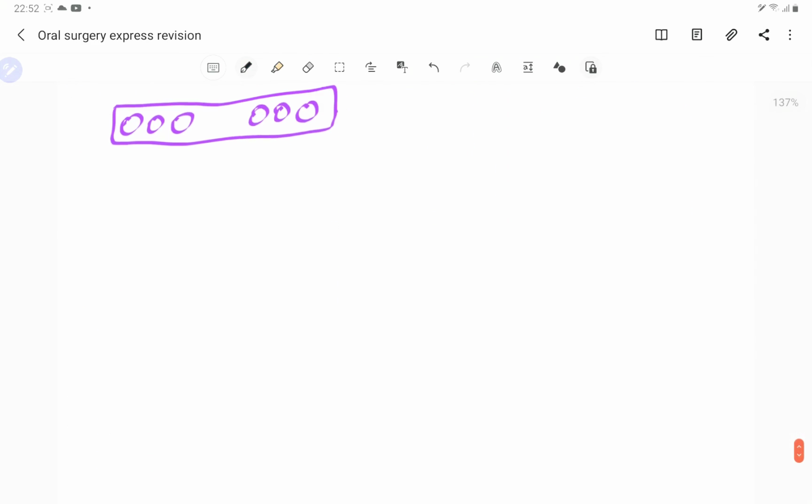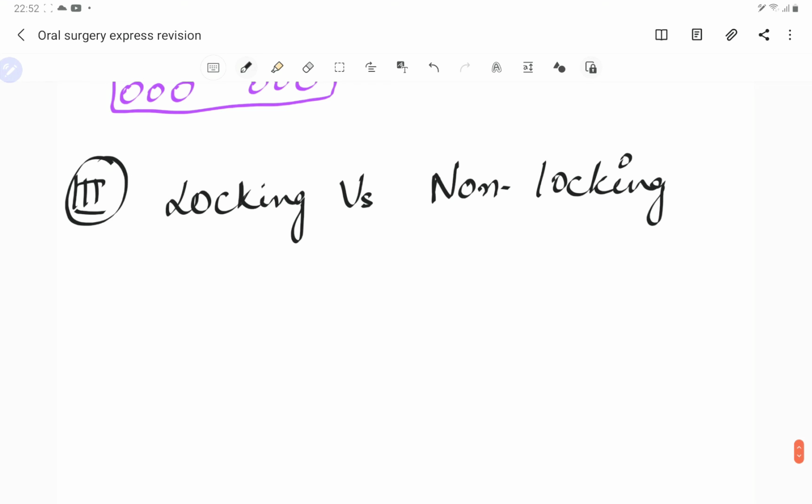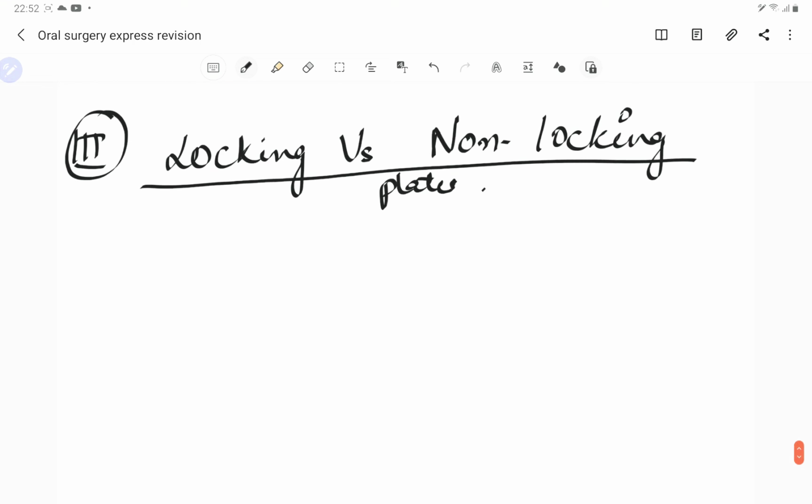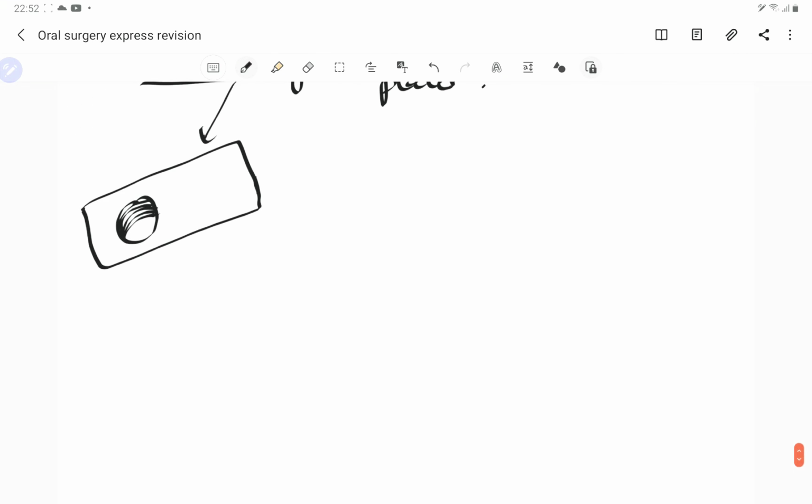So guys, let's talk about the third principle, which is locking versus non-locking plates. As the name suggests, locking plates will have locks in their plates. Non-locking plates will not have locks in the plates. What do we mean by the term? Locking plates are basically plates in which the hole contains threads like this. So this is the locking plate wherein the hole of the plate has threads and the screw also has threads.